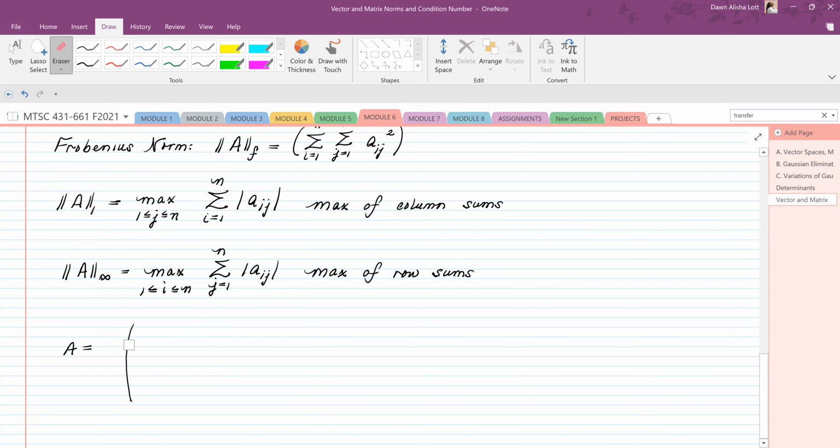I'll do a short one because I don't have time to do a big one. A equals 2, 3, minus 1, 4. Okay, so then the Frobenius norm of A squared is 4 plus 9 plus 1 plus 16. Is that right? 4 plus 9 plus 1 plus 16, that's 30. So therefore the Frobenius norm of A is the square root of 30.